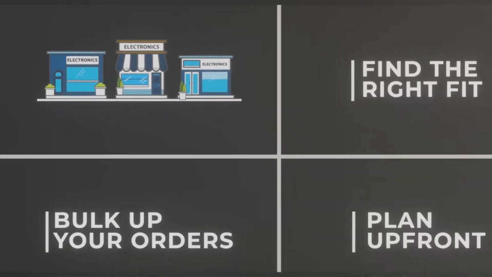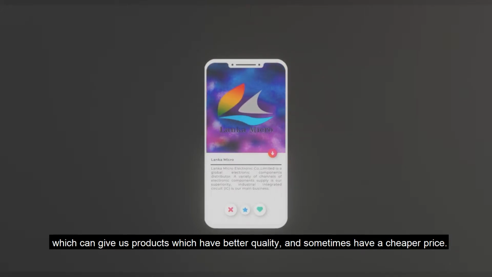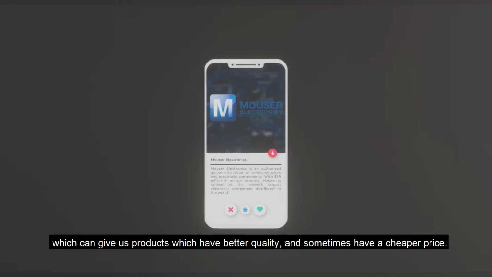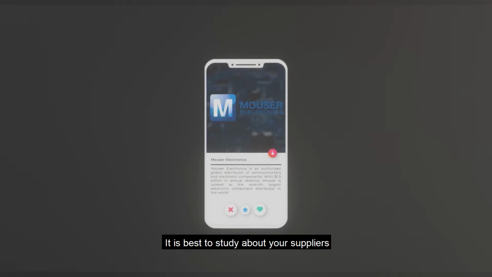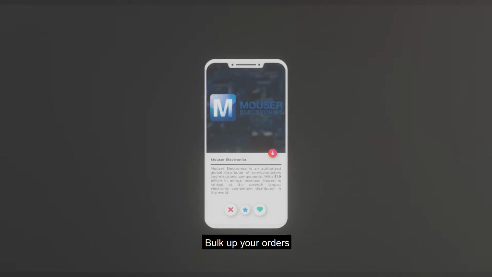Find the right fit. We may be purchasing from one supplier only, but it is never wrong to look for more suppliers which can give us products which have better quality, and sometimes have a cheaper price. It is best to study about your suppliers because they are the ones to help you use the right electronic components.